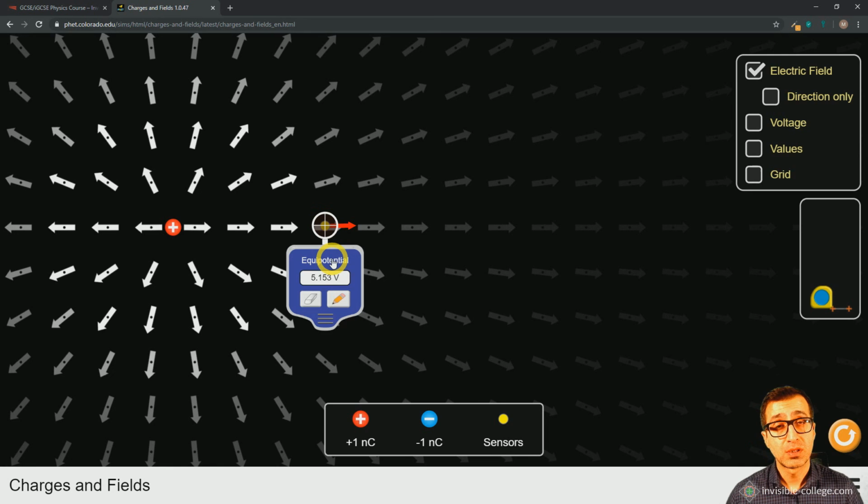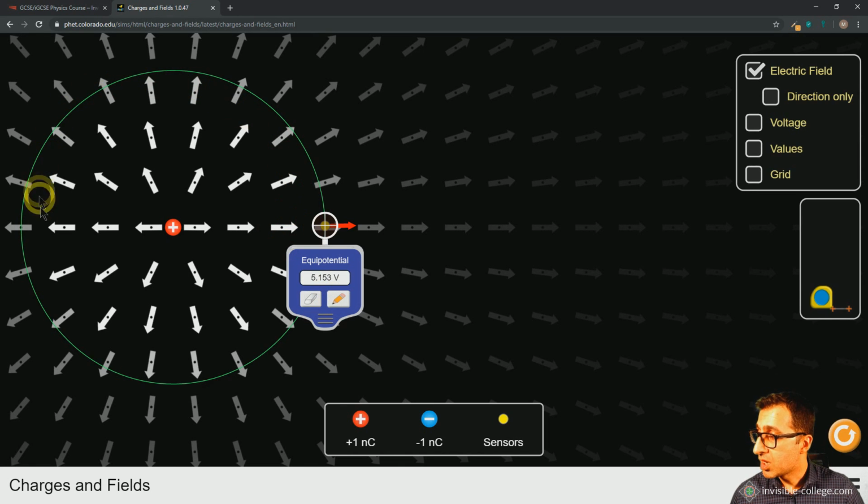So, potential in volts is a measure of the work done, the amount of energy transferred in moving a charge from one specified position in an electric field to another specified position in an electric field. Which means that if we look at a particular radius from the source of this electric field, this green line represents a line of equipotential.